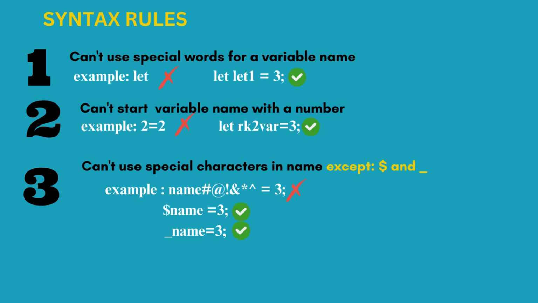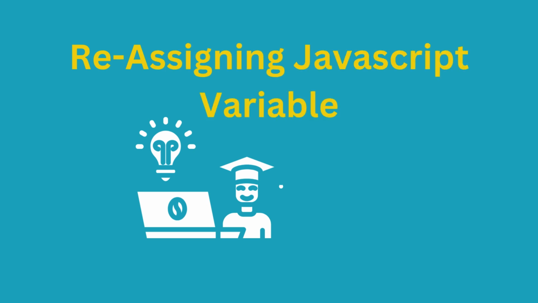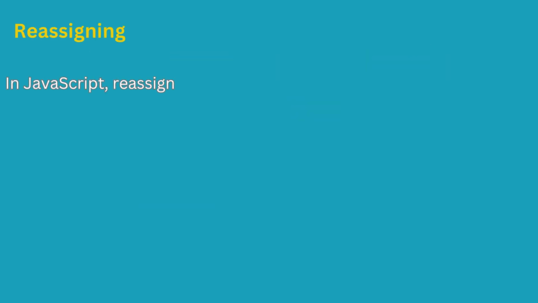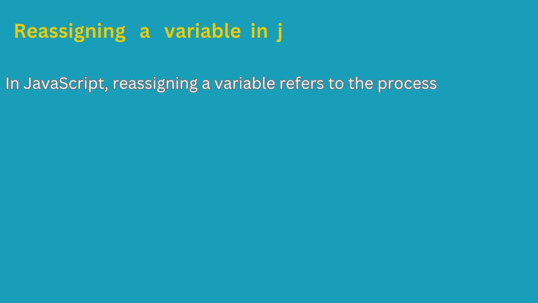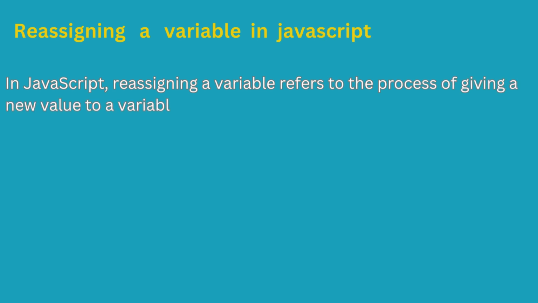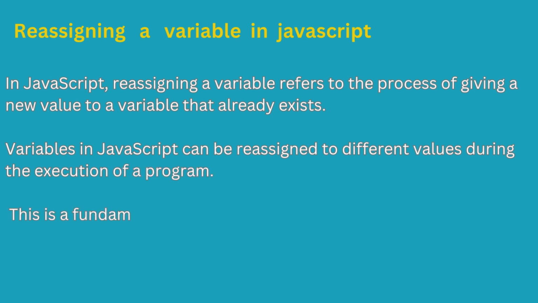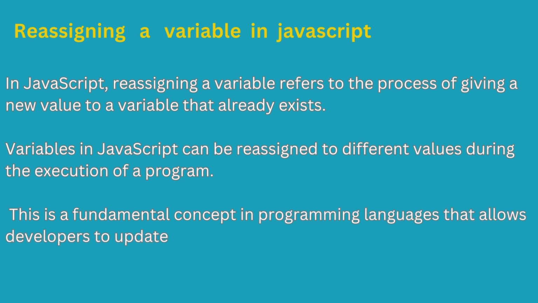Next, we will learn about reassigning a variable in JavaScript. It means how to change a value of a variable in JavaScript. Reassigning a variable in JavaScript. In JavaScript, reassigning a variable refers to the process of giving a new value to a variable that already exists. Variables in JavaScript can be reassigned to different values during the execution of a program. This is a fundamental concept in programming languages that allows developers to update and manipulate data stored in variables.